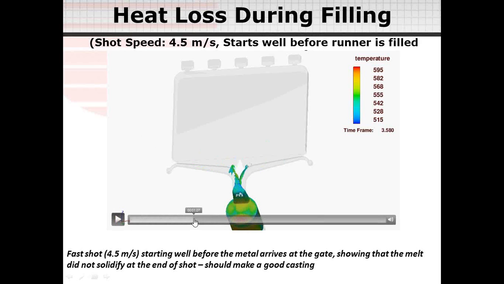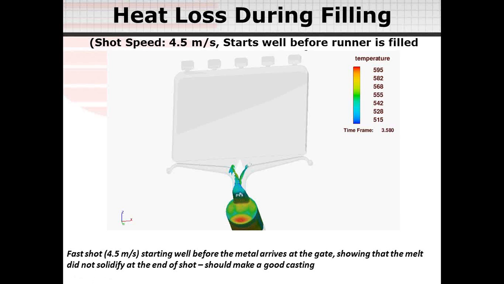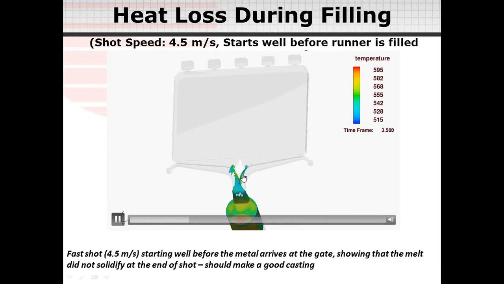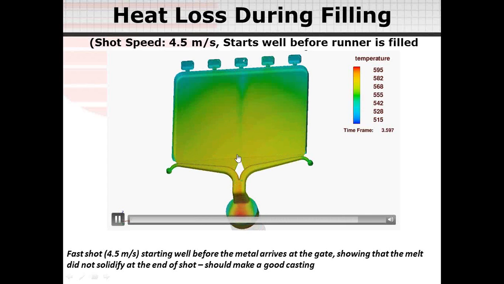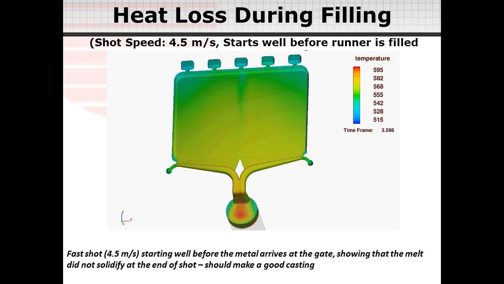Here we show that if you start the fast shot position very early, then the material is introduced into the cavity rapidly, and therefore will not have the cold flow defects that we've seen earlier. But of course, the disadvantage of starting a fast shot too early is that we'll have a lot more trapped gas and gas porosity unless we have a very effective vacuum and venting system.